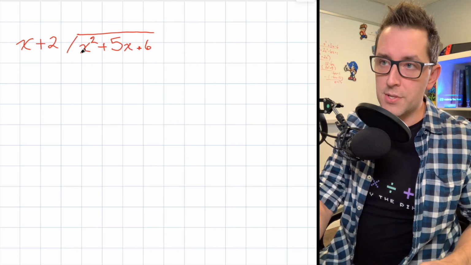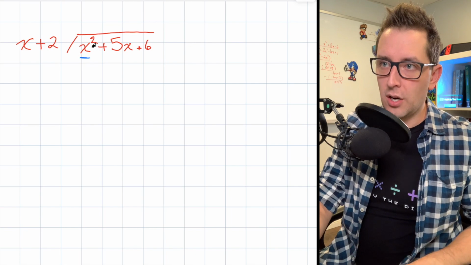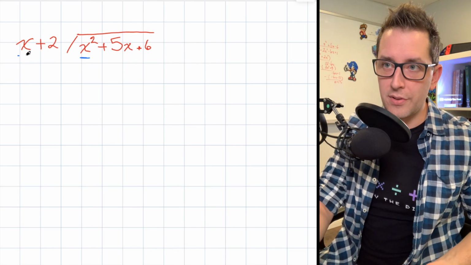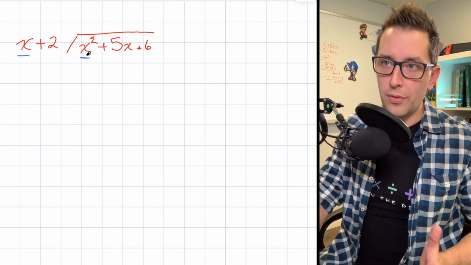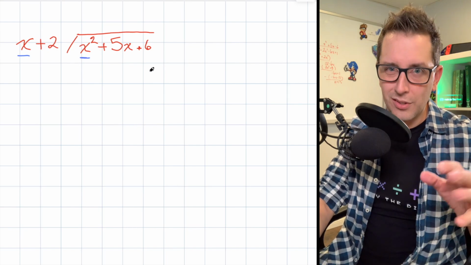All right, so the first step is we're going to look at the first term in our dividend, which in this case is our x squared. And we're going to ask ourselves, how many times does the first term in our divisor go into the first term in that dividend? Now, this is where a lot of people right away get confused. And I'm going to show you a little trick that I use to make this a little bit simpler.